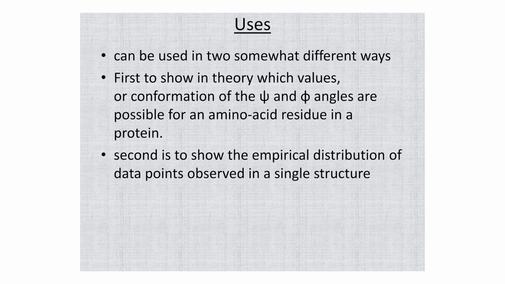Now, the uses of Ramachandran plots: it can be used in two somewhat different ways. First, to show in theory which values of phi and psi angles are possible for an amino acid residue in a protein, and second, to show the empirical distribution of data points observed in a single structure. So, therefore, it has a very significant value.